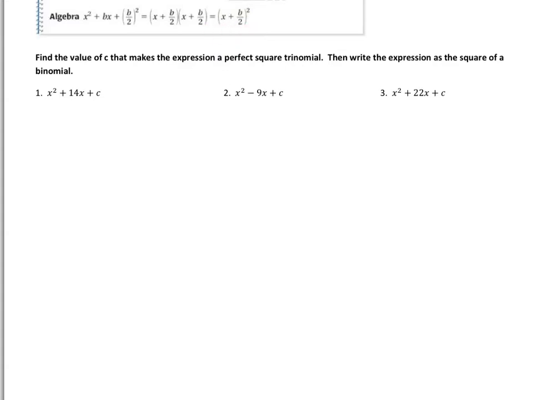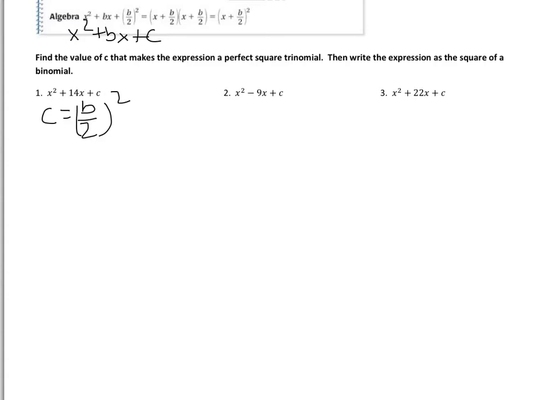Okay. So if you look, this is x squared plus bx plus c. So you know c equals b divided by 2 squared.